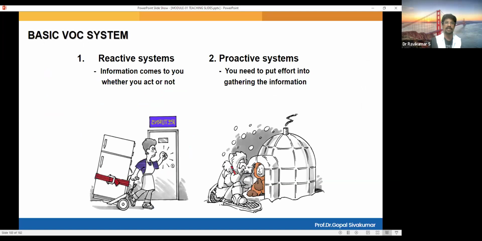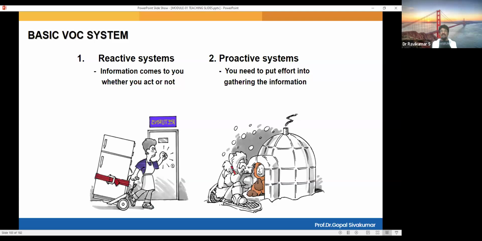When it comes to voice of the customer, we have two types of system. One is the voice of the customer reactive system, and one is the voice of the customer proactive system. What is this voice of the customer reactive system?